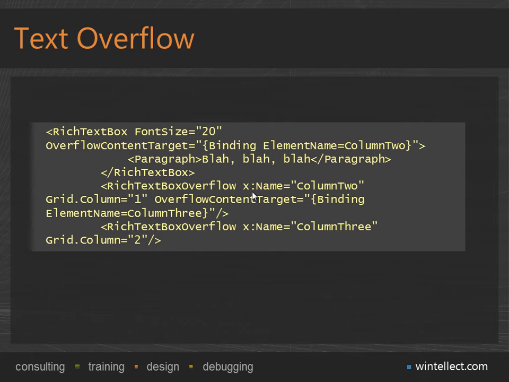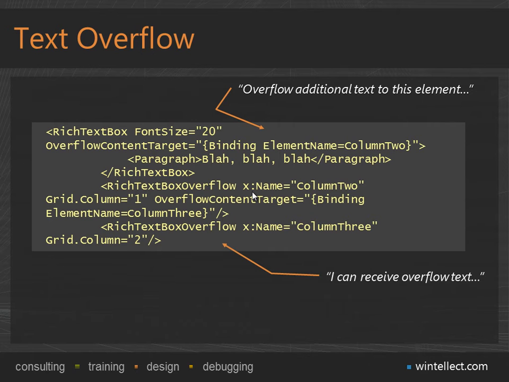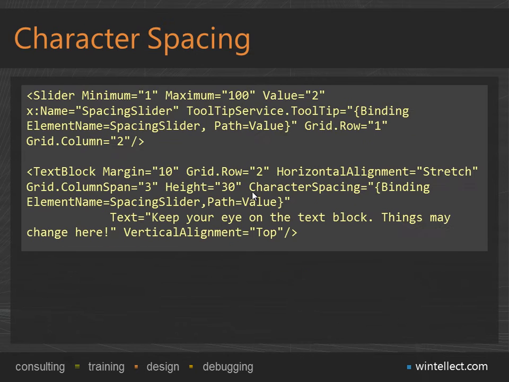And so then this is an overflow that's sitting there ready to receive the content. And I showed several so that you can see you can chain these together. So basically, overflow additional text to this element, and then I'm a container that can receive that overflow text.